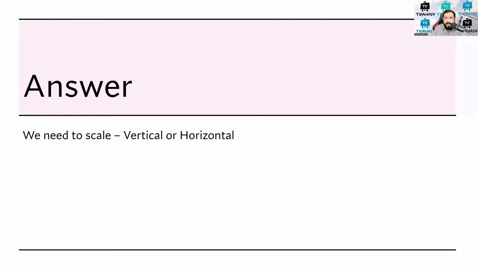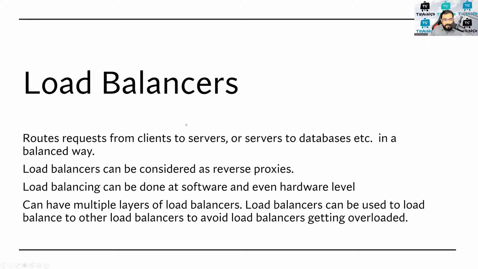But does the client have to know the details of these extra machines who are sharing the load? No, right? Somebody has to divide this load between these different servers, right? Who will do that? Load balancer, right? So load balancers route requests from clients to servers or servers to databases, etc. in a balanced way. So we can have multiple servers at the web server level or at the database layer, and load balancers can be present in any of these levels.